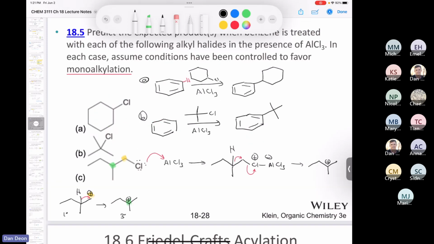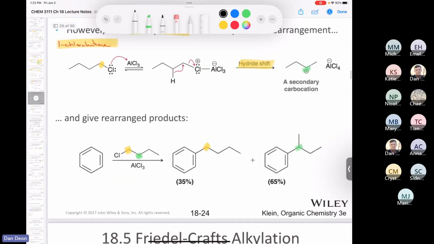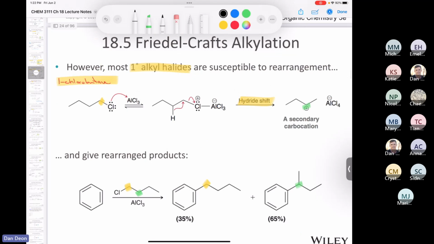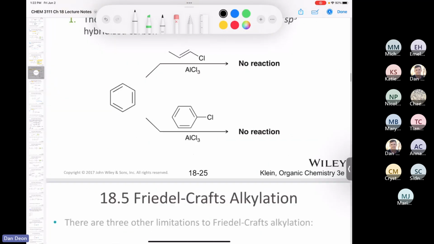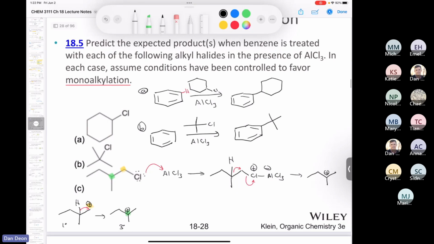But here it's saying it's going to favor monoalkylation. So I could have drawn the product showing it alkylating at the yellow carbon and the green carbon. But if you go back to the example that we looked at before, what we presumed is that the rearranged product was the major product, the one that comes from the hydride shift. And so that's what we're going to do, Tiana. We're just going to draw one product. I'm getting ahead of myself, aren't I? Since it said monoalkylation, let's just draw that one product.